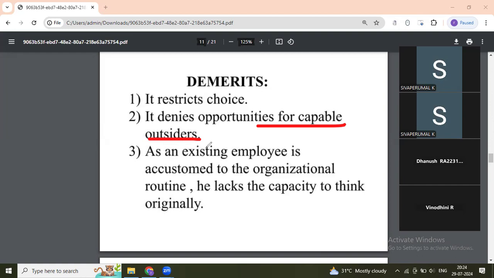And the third one is, as an existing employee is accustomed to the organizational routine, they lack the capacity to think originally. Of course, even though a potential or skilled employee may be available outside, we don't have any choice. We have to choose on a routine basis. Even if the person lacks capacity, we don't have any option. We have to go for this kind of internal source. These are the demerits of internal sources of recruitment.